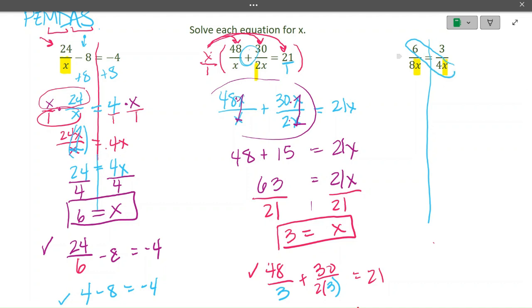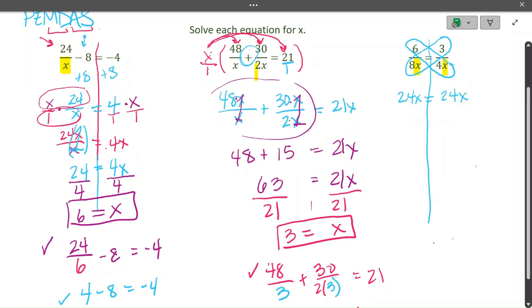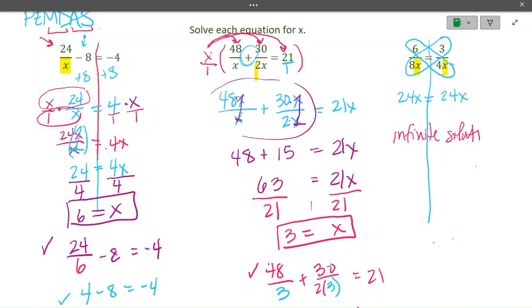You can only cross multiply when you have an equal sign here. Okay, so I'm going to multiply 6 times 4x, and that gives me 24x, equals 8x times 3, which is 24x. So 24x equals 24x. What this means is there's infinite solutions because anything I plug in for x is going to make this true.